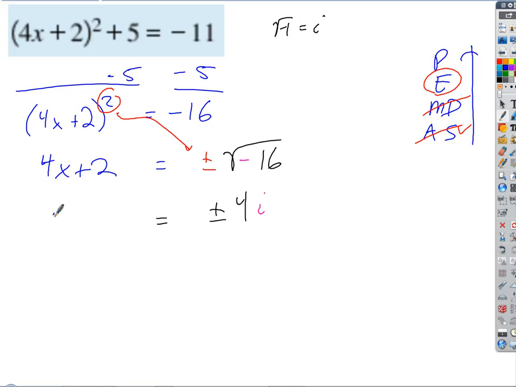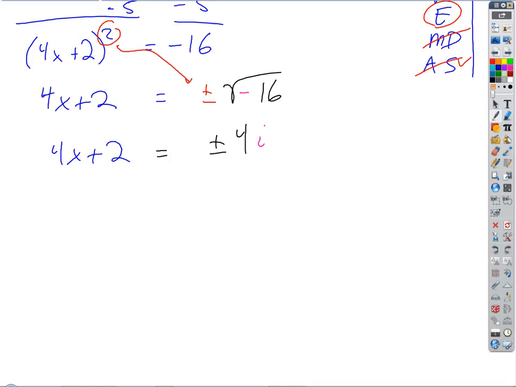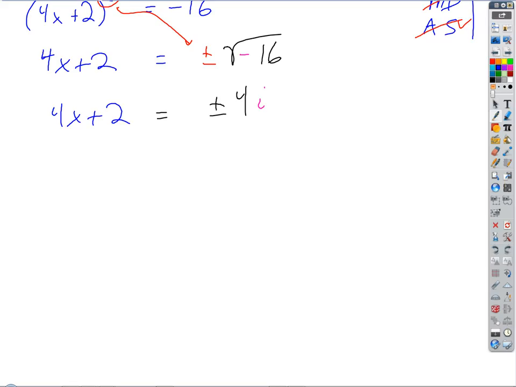So we've got this 4x plus 2. Here's another area where I see some issues. What's the next step to get the x by itself? Bailey, what am I going to do next? Minus 2. I'm going to subtract 2. Subtracting 2 is the same thing as adding what? Negative 2. So when I subtract 2 from both sides, I'm going to put the negative 2 in front of the plus or minus. Okay? That's important. That really makes it a lot easier.